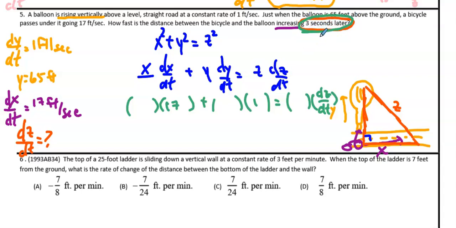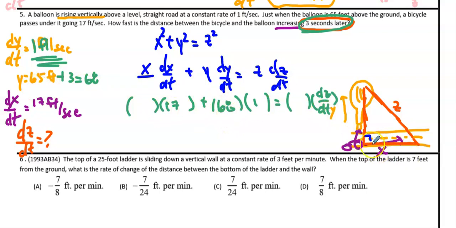3 seconds later. So remember, we're at 65 feet initially. Well, 3 seconds later, we have to go 1 foot per second. That's the change, the balloon's going up. So we have to add 3 to this y. So this has to be 68. So be very, very, very careful about that.